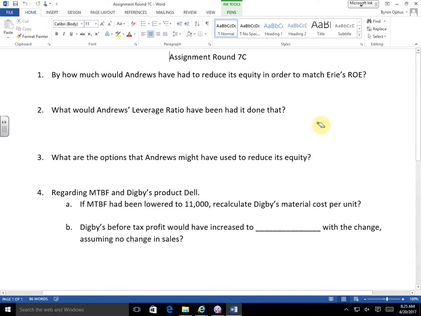That should be a pretty simple calculation. Please don't make it any more complicated than you have to.